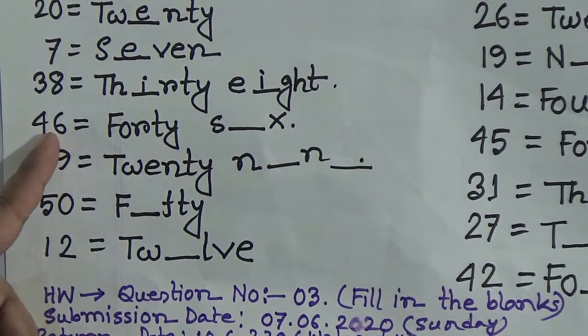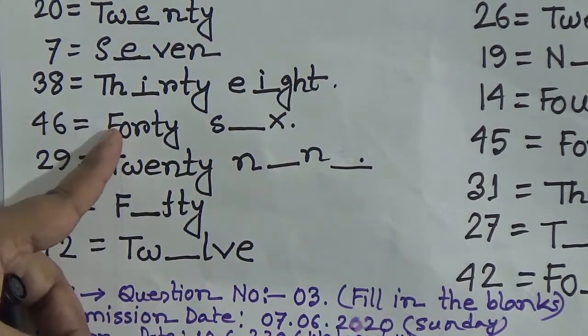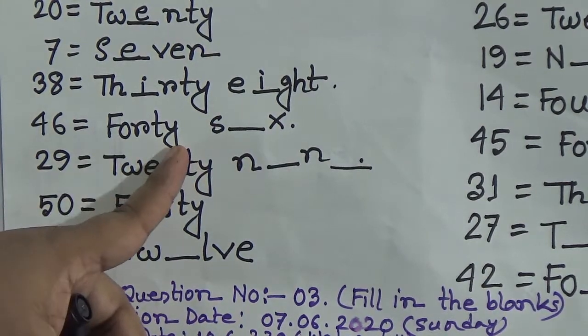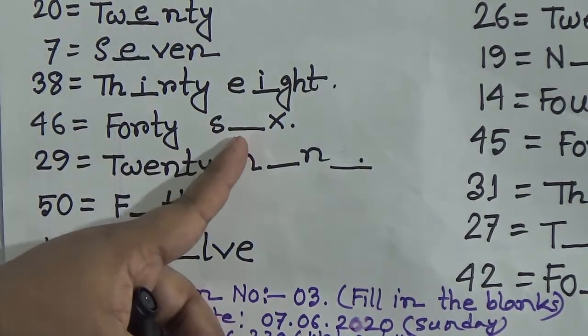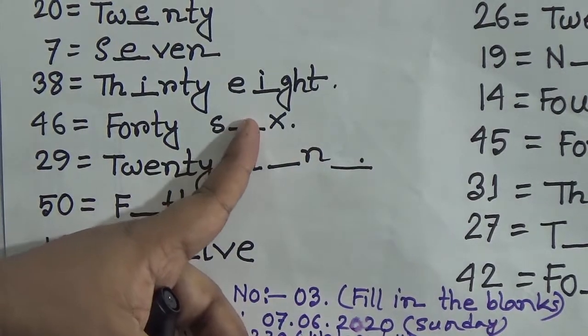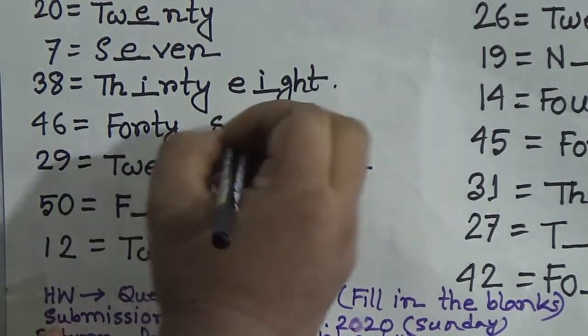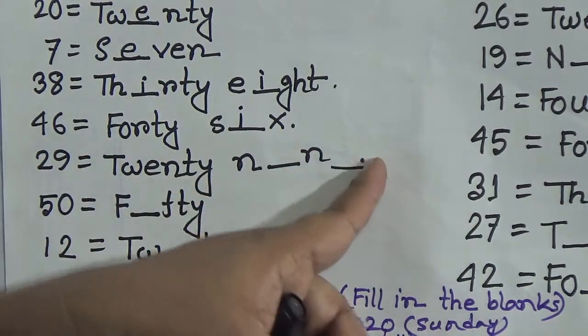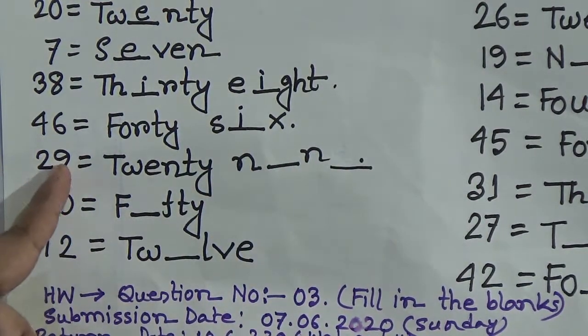Our next one is 46. The spelling of 40 is F-O-R-T-Y. And the spelling of 6 is S-I-X. Here I is absent. So in the gap we write I. So S-I-X. Our next one is 29.